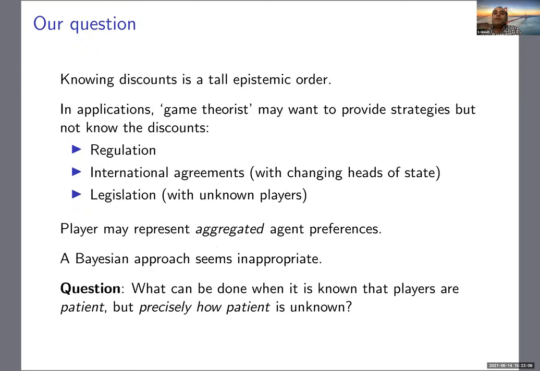Okay, now this is our question. So knowing discount factors is a tall epistemic order. Okay, so for applications, particularly game theorists might want to, so we think of ourselves as being outside the model and we are asked to provide strategies. And we might want to provide strategies that do not use precise knowledge of the discount factor.